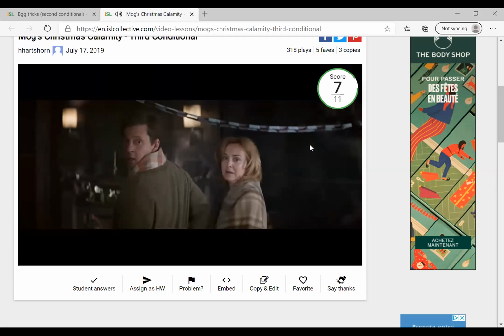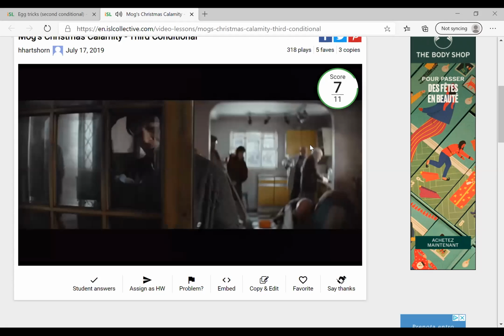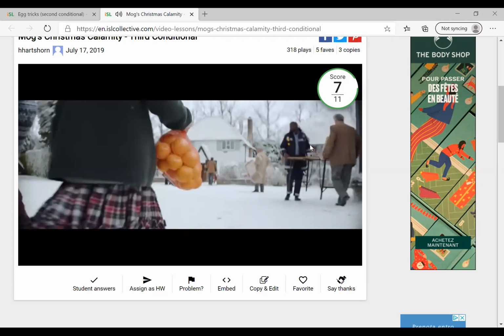At least, that's what they thought. But everyone else thought that if the Thomases and Mog can't have a Christmas, they can share ours.